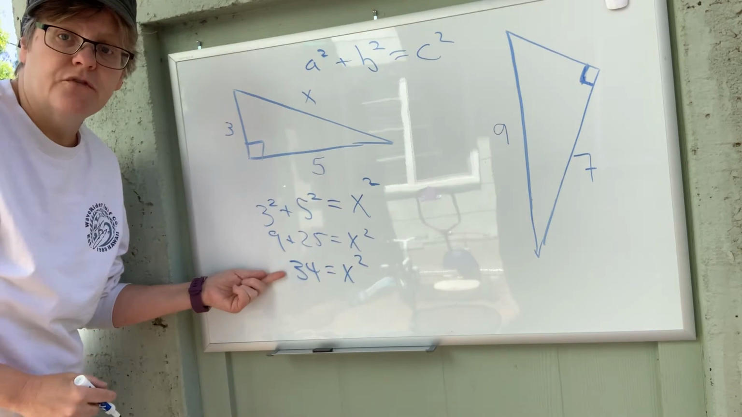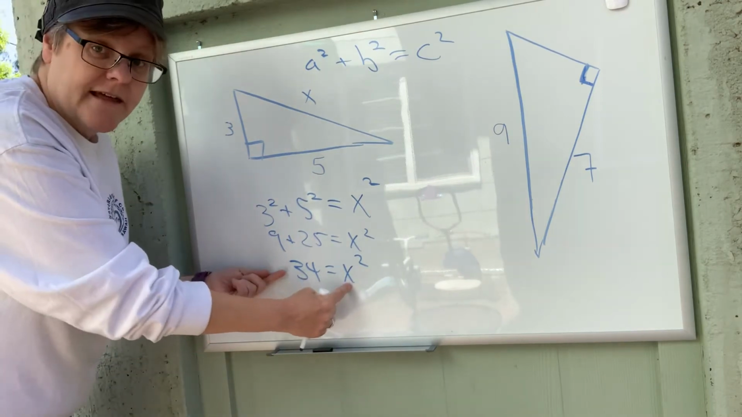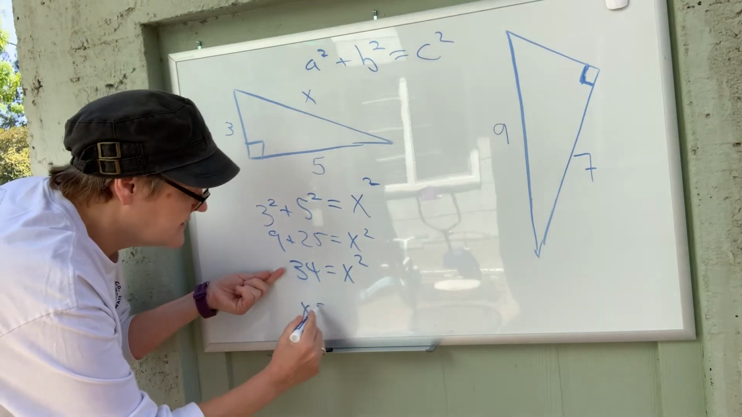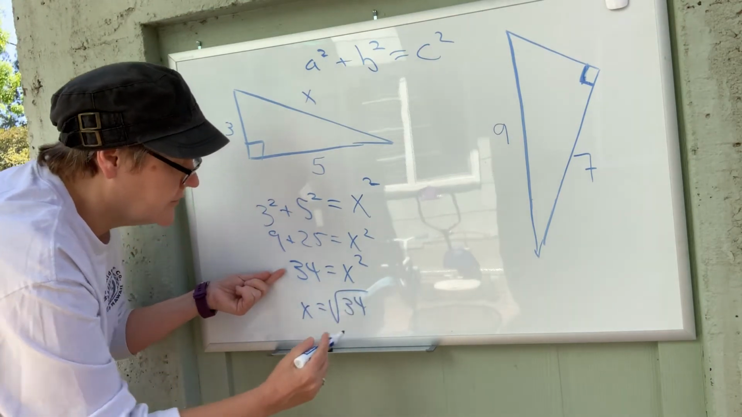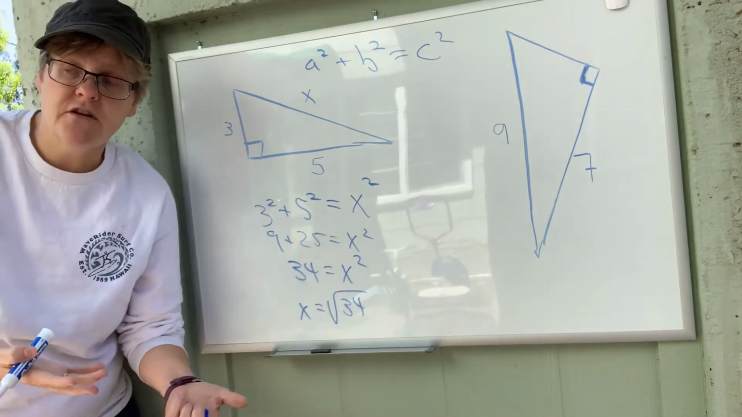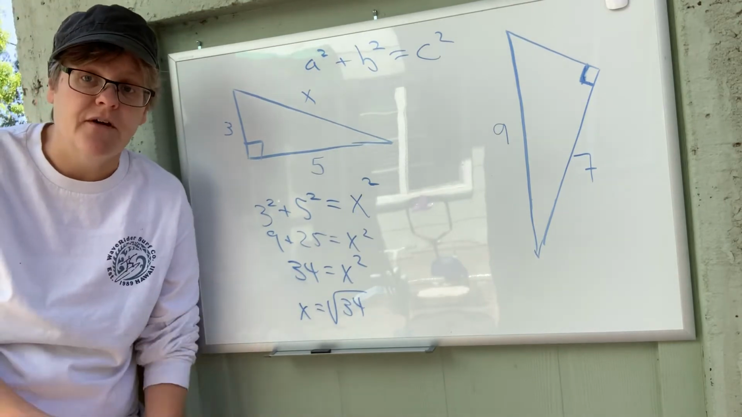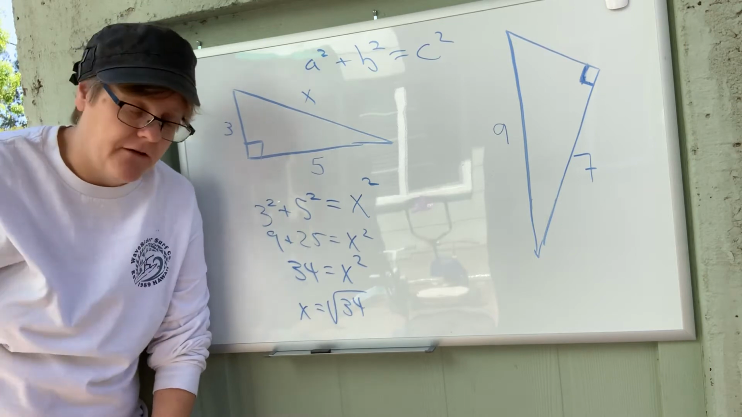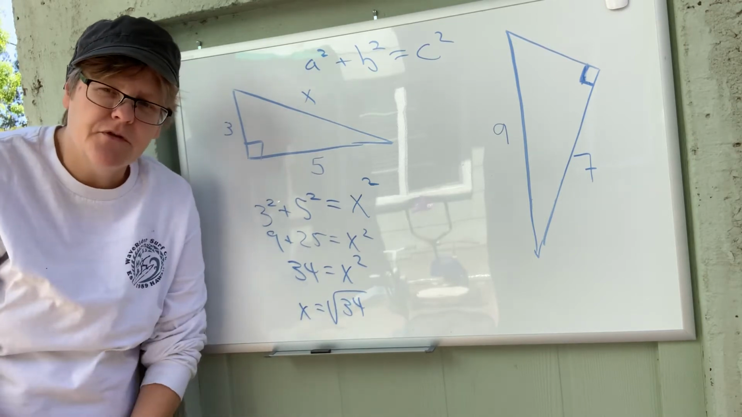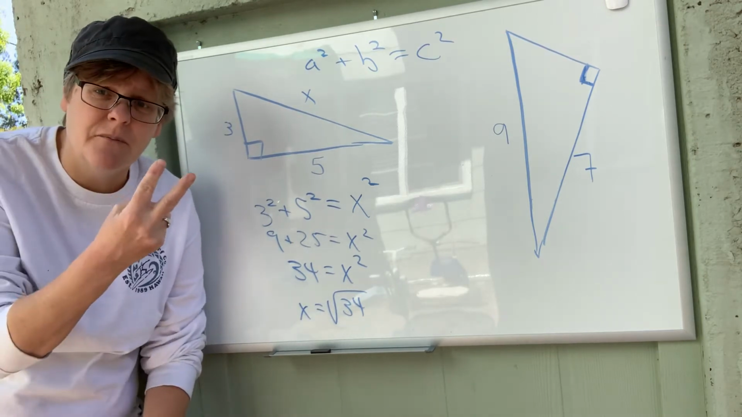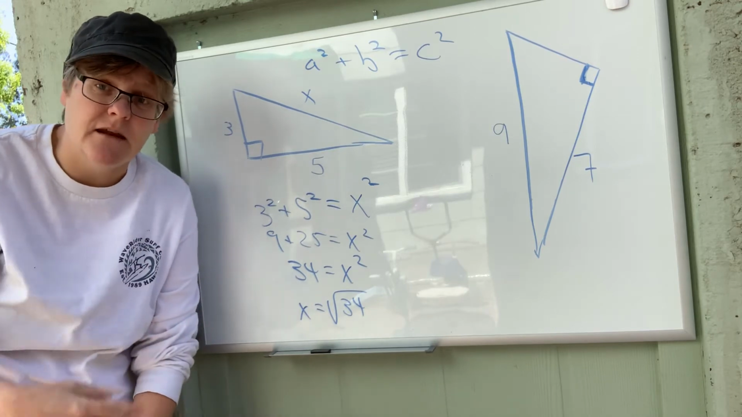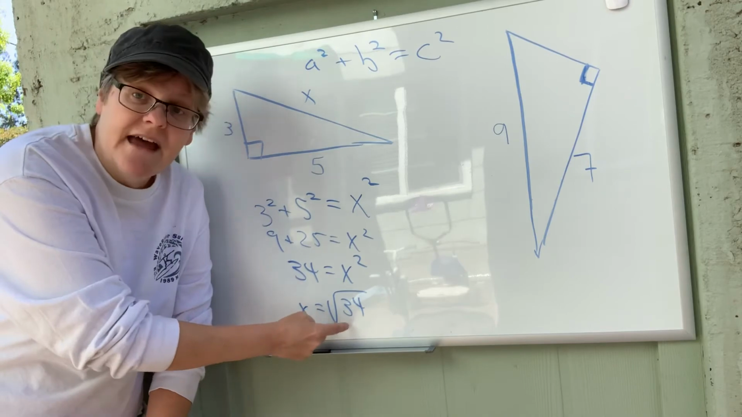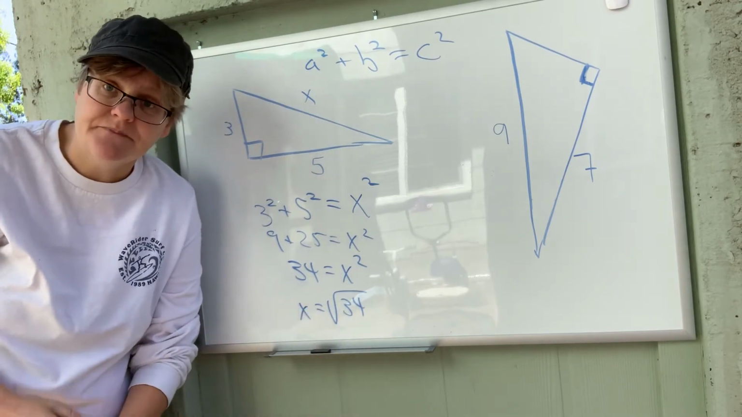And now how do I solve for x? Well, I have to get rid of that square so I could take the square root of both sides. So x is equal to the square root of 34. Now, the question from yesterday is, can that be simplified? All right, well, are there any perfect square factors of 34? I think about the number 34, and it's a product of two numbers, 2 and 17, and both of those are prime. Neither of them is a perfect square, so that is as simple as it gets.